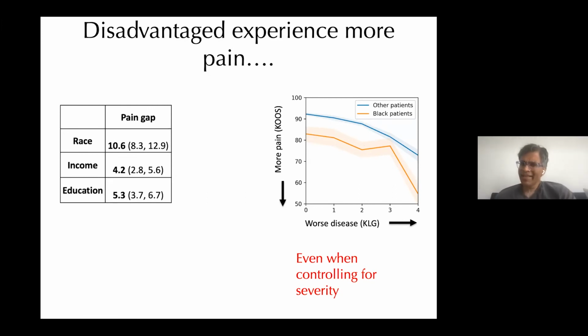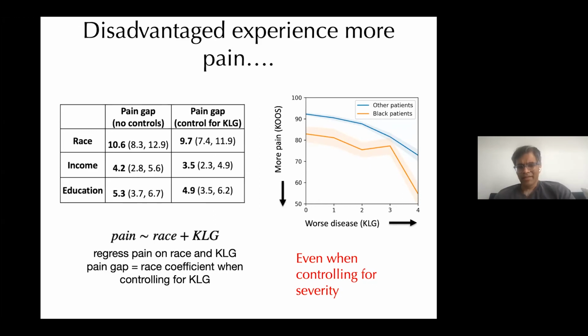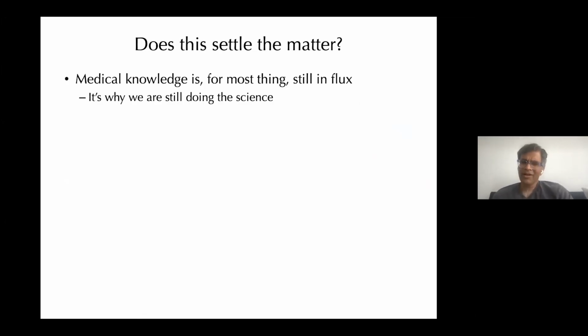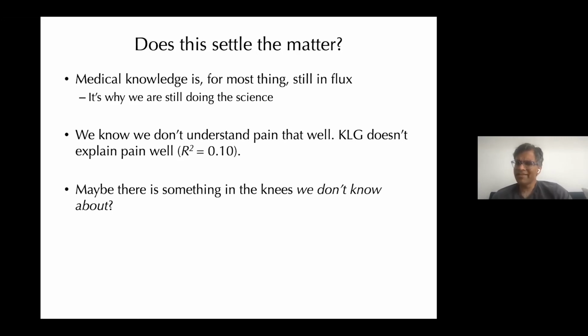Okay, so normally I think that's where the story would have ended. But let's just ask one more question. Even controlling for severity, we see a problem, and you can see it barely changes the pain gap. But does this really settle the matter? Medical knowledge is basically still in flux. It's why we're still doing the science. We don't really understand knee pain that well. It's not like KL grade explains pain all that well. So maybe there's something in the knees we don't know about, something that disproportionately afflicts the disadvantaged, and that's why we see the gap.